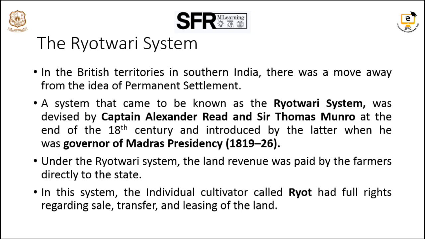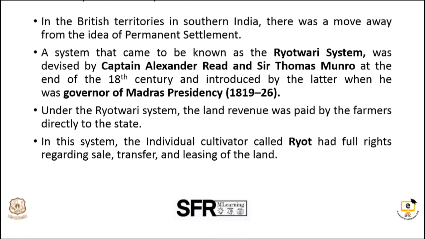So that means here no mediators like zamindars. In this ryotwari system, there are no mediators like zamindars, so they can pay the revenue directly to the company. In this system, the individual cultivators, called ryots, had full rights regarding sales, transfer and lease of the land. So we can differentiate that in the zamindari system they don't have full rights on the land and are insecure about the land, and in the ryotwari system they have full rights on the land.